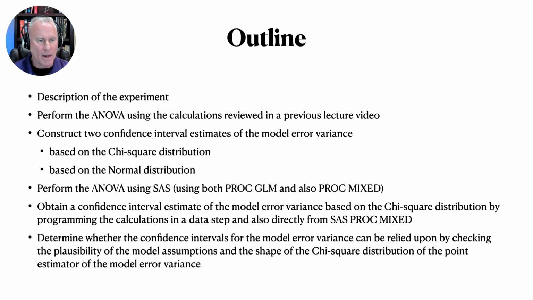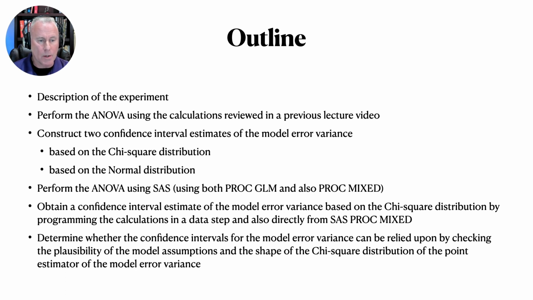We'll first provide a description of the experiment that we're going to be analyzing. We'll perform the ANOVA using the calculations that we reviewed in that previous lecture video. Along with that, we're going to construct two confidence interval estimates of the model error variance sigma squared. The first will be based on the chi-square distribution, and the second will be based on the normal distribution.